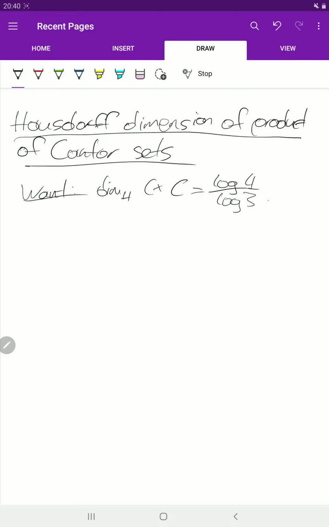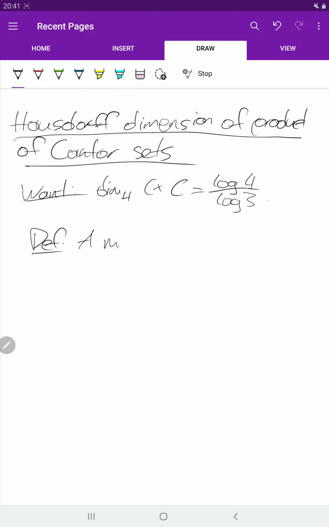In order to do this, we'll use the mass distribution principle. You can read a little bit more about it in Falconer's book about fractal geometry. But let's get into it. Let's start with the definition of a mass distribution.